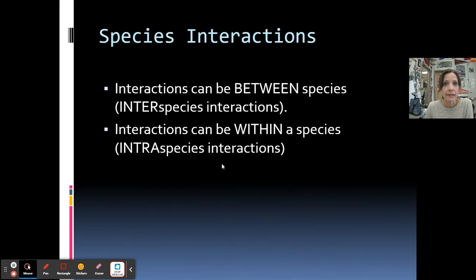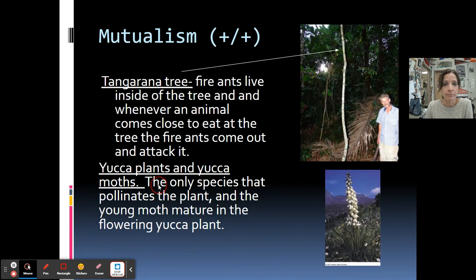So species can interact between each other, between species and within. Interactions between species would be interspecies interactions. So that would be like maybe the deer and the elk competing for the grass, right? Interactions within a species is intra. So make sure you know that inter is between, like intercellular means between cells. Intracellular means within a cell. And so an example of this within a species might be 2 bucks of elk competing for a mate.